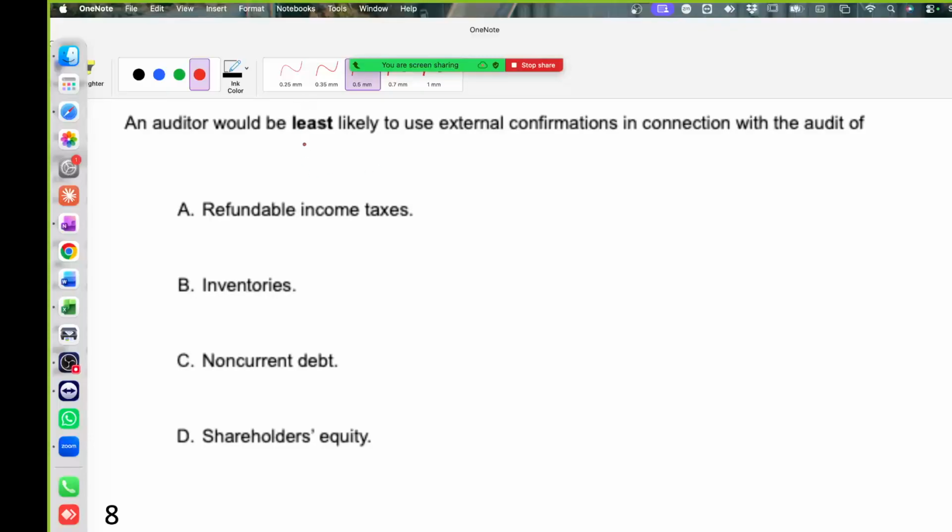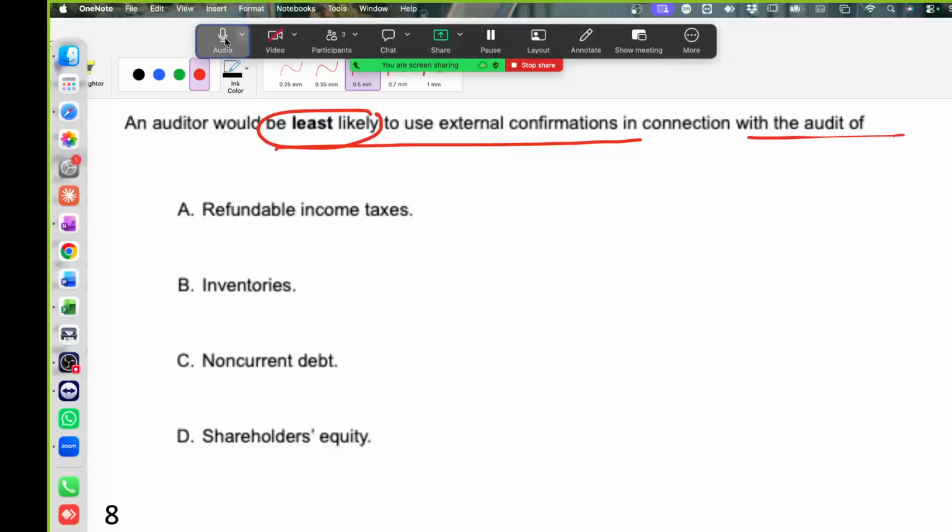An auditor would least likely use external confirmation in connection with the audit of which one? Least likely. For 3, you will send. For 1, it's not applicable. Which one?